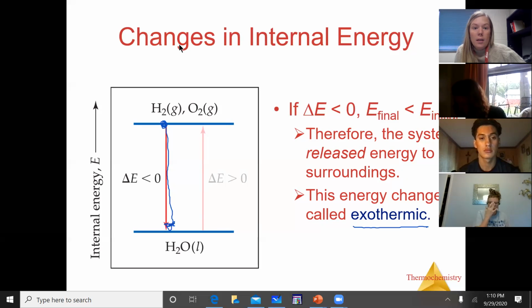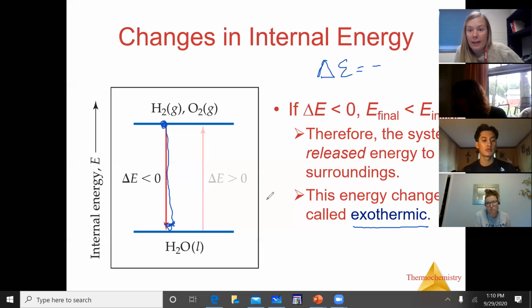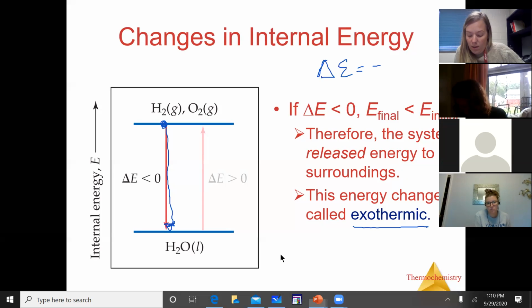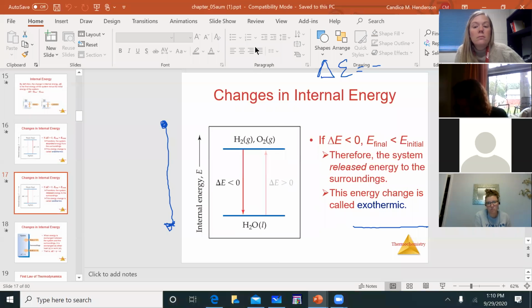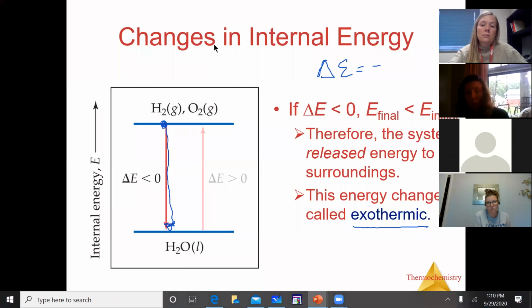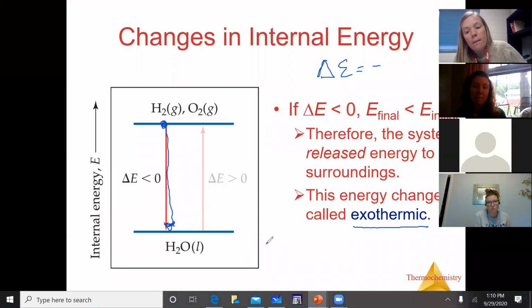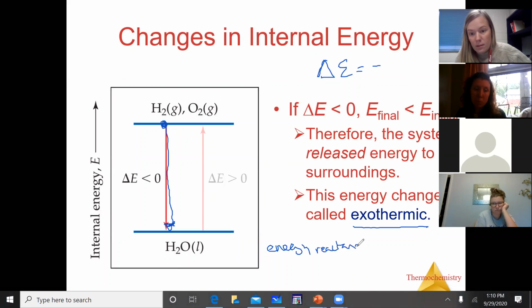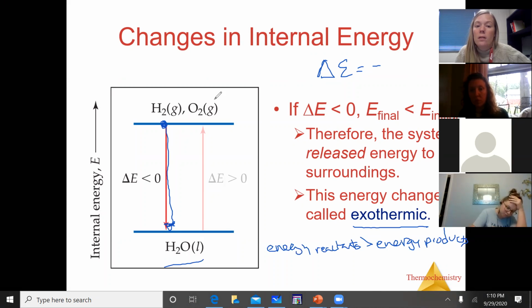So in our exothermic here, I'll just write it. This is delta E is going to be negative, and the energy of our reactants is going to be greater than the energy of our products. Okay. So products lower than reactants.